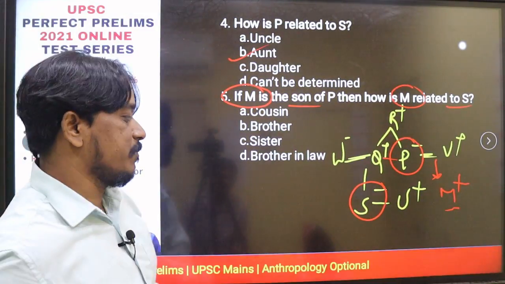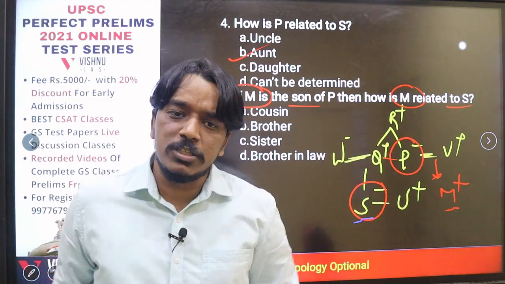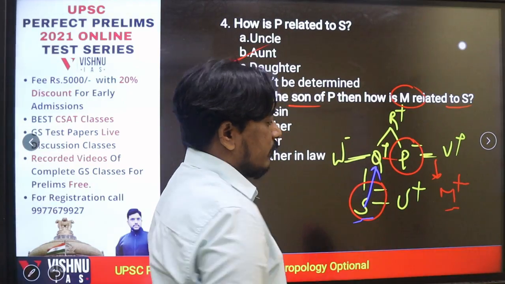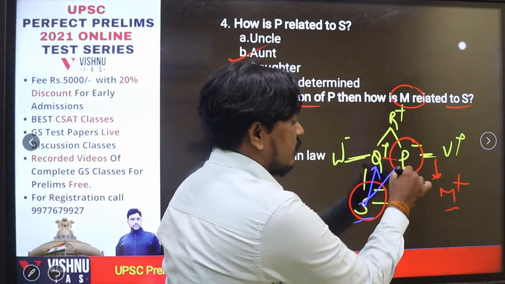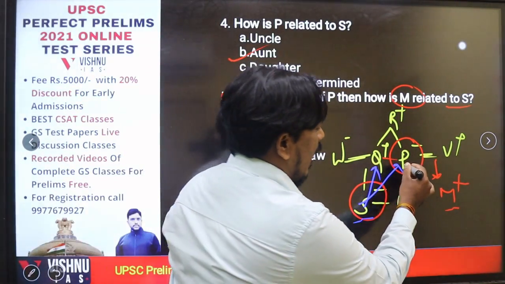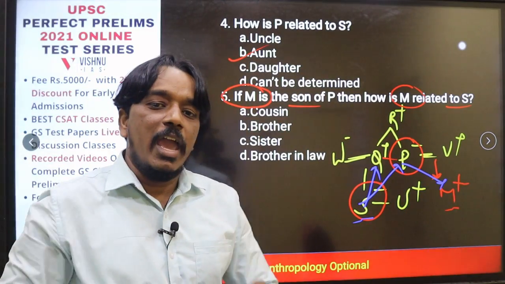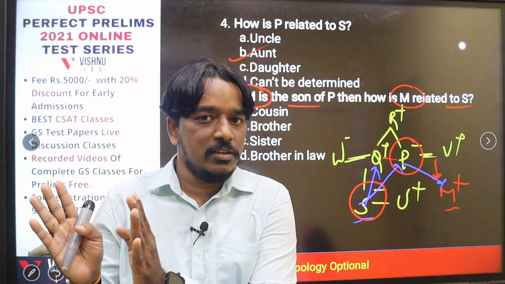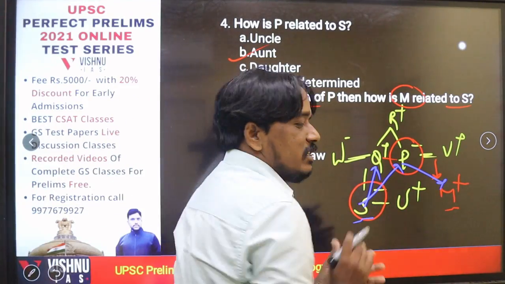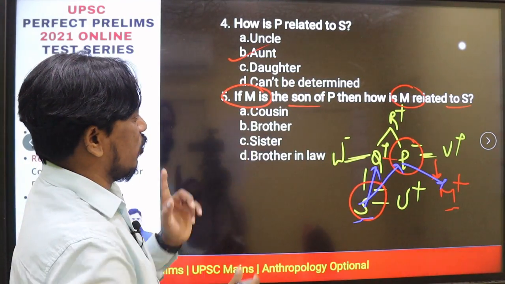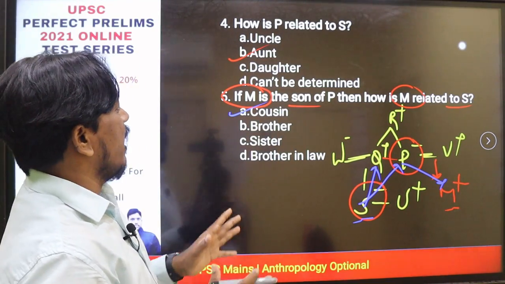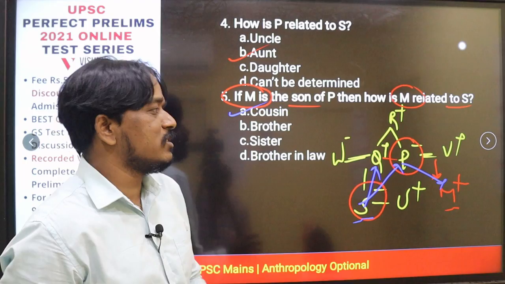From S we have to check. Assume yourself, your father, your father's sister, that is your aunt, your aunt's son directly. Any aunt's or uncle's son and daughter is a cousin. We already covered this. So the direct answer is cousin, the first option. Like that we have to answer these types of questions.